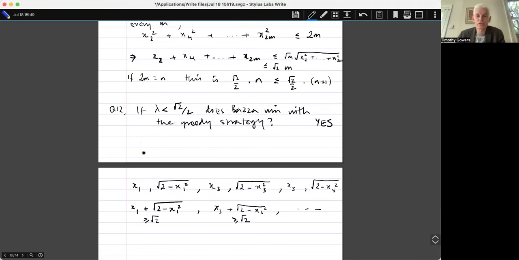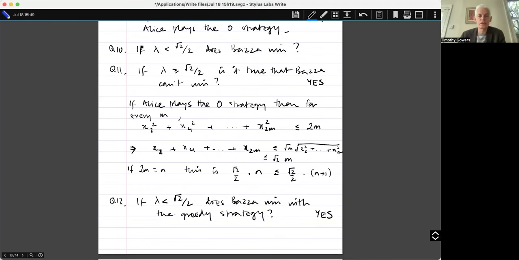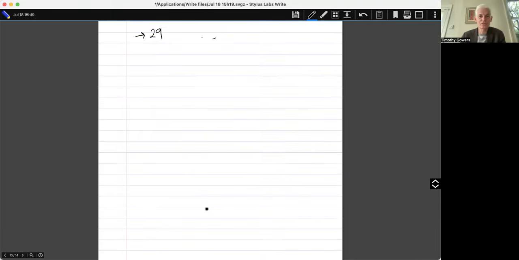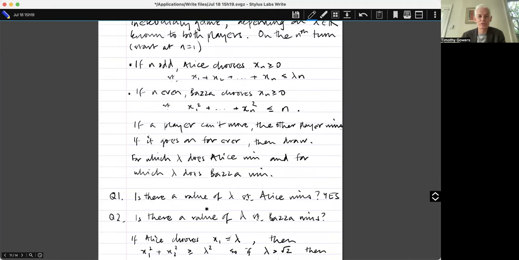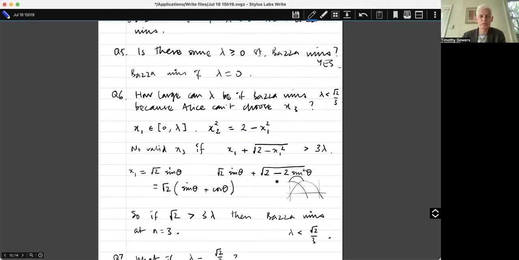Now, I need to take stock, so that's quite a lot of progress. We know that if lambda is greater than or equal to root 2 over 2, Bazza can't win. And if it's less than root 2 over 2, then Bazza does win. So going back to what the actual question asked, we've sort of answered half the question. We've answered for which lambda does Bazza win?